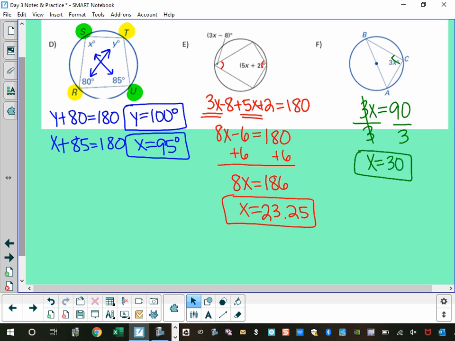I know that is overload. I know that this is probably the hardest lesson within circles, but it's also one of the most important ones. Inscribed angles are very, very important.